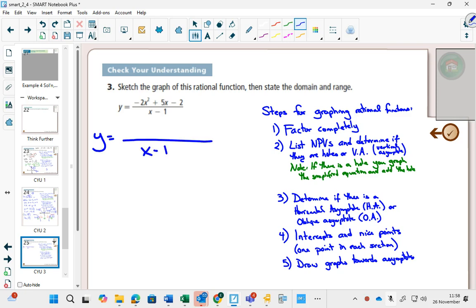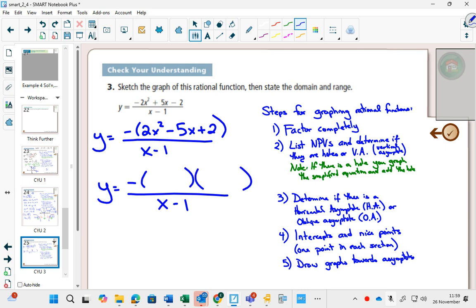Personally, I don't like factoring when that first term is negative. So I just factor out a negative to make it positive. Then I'm going to see, if you like factoring with that negative, go right ahead. I like factoring when that first number is a positive because then I can think 2x and x. Don't have to worry about putting a negative there.